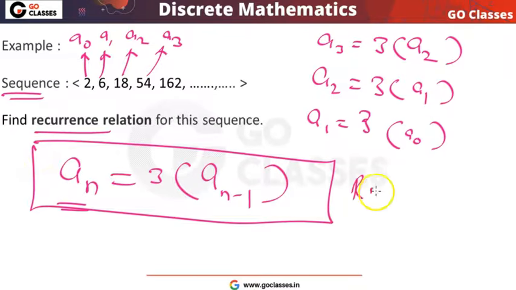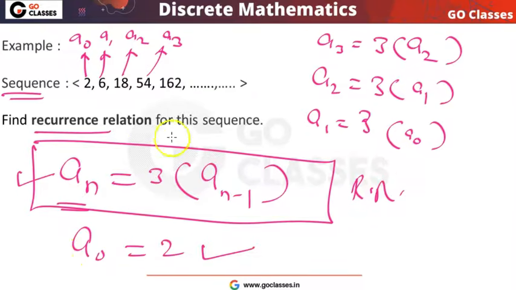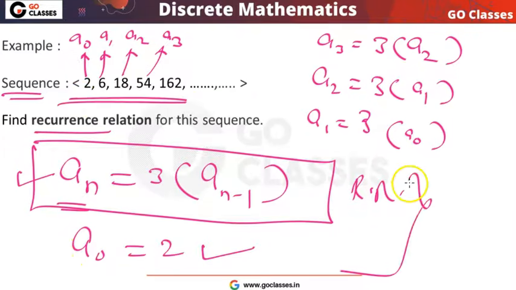We also need the initial condition, from where to start. So a0 is equal to 2. This initial condition with this recurrence relation, these two together, will give me a unique sequence. This sequence I will get. So this is a very simple point.